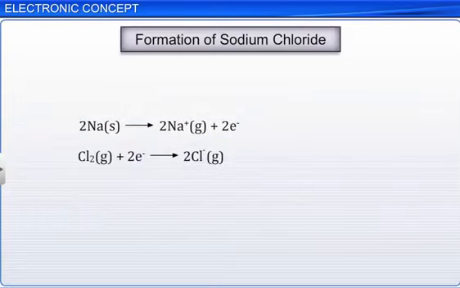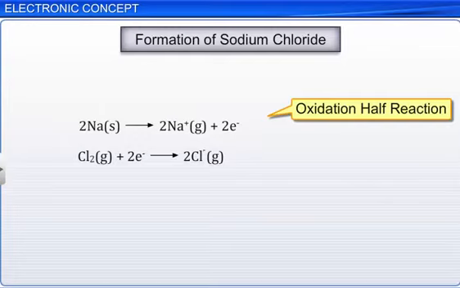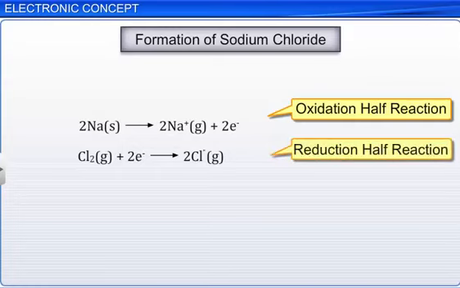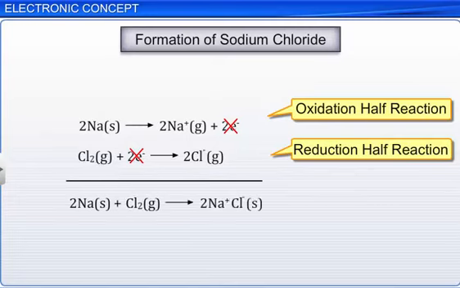The part of the reaction that involves loss of electrons is called oxidation half reaction, while the part that involves gain of electrons is called reduction half reaction. The sum of the half reactions gives us the complete redox reaction.